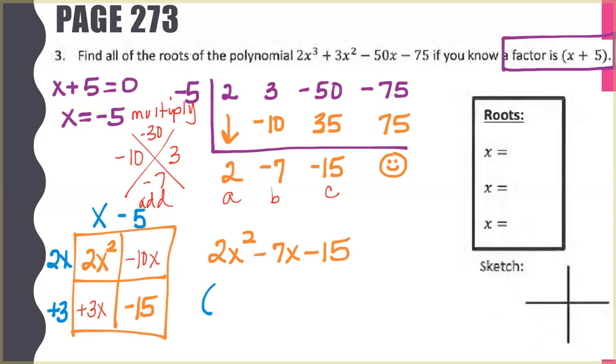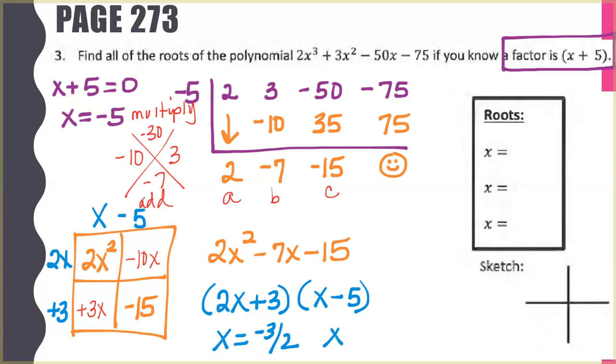So my factors are 2x plus 3 and x minus 5, which when you solve, you get -3/2 and +5. So my first solution is what I solved for, and that was -5. And then my second two solutions are -3/2 and +5. And that is how you do synthetic division.